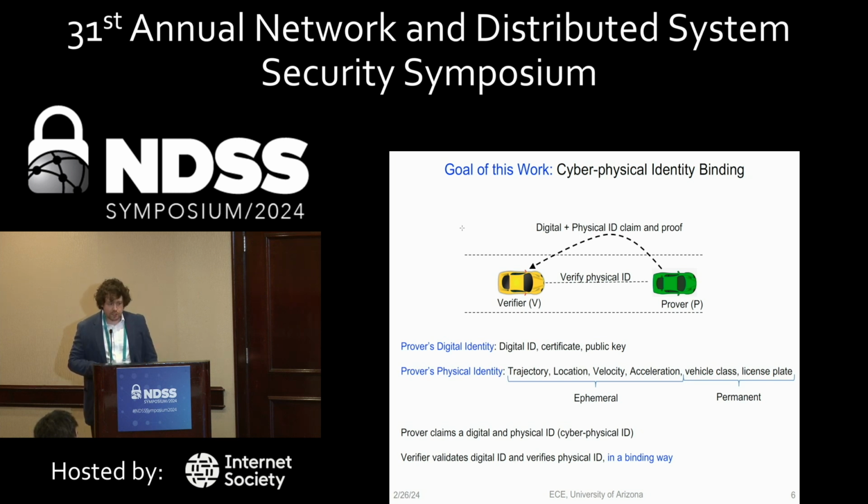The prover's digital identity could be any of the things listed below, from a digital ID to a certificate or public key, where the physical identity can vary from ephemeral properties to non-ephemeral properties like vehicle class and license plate. So once again, the main idea is that the prover claims a digital and physical ID, and the verifier validates the digital ID and verifies the physical ID in a way that they're tied together.